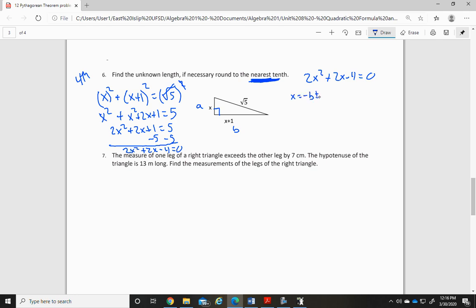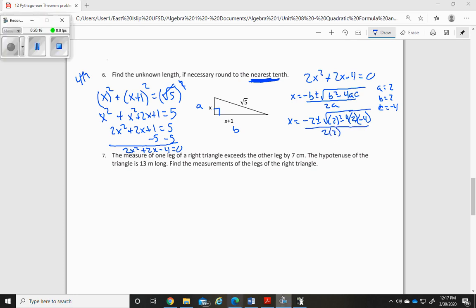x equals negative b plus and minus the square root of b squared minus 4ac all over 2a, where a is 2, b is 2, and c is negative 4. So x equals negative 2 plus or minus square root of 2 squared minus 4 times 2 times negative 4 all over 2 times 2. Use your calculator to figure that out, please.